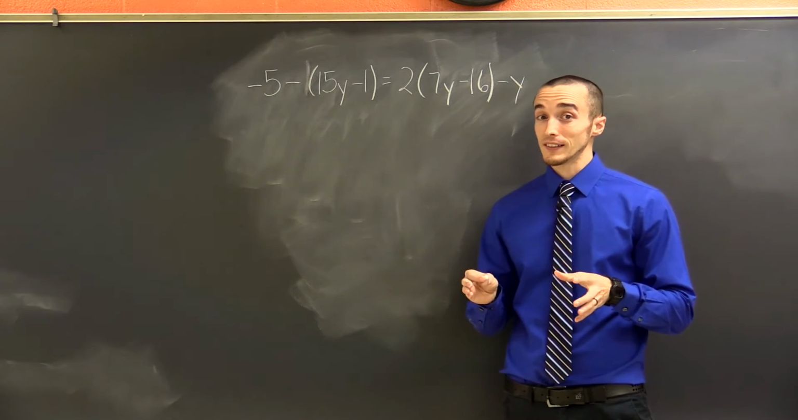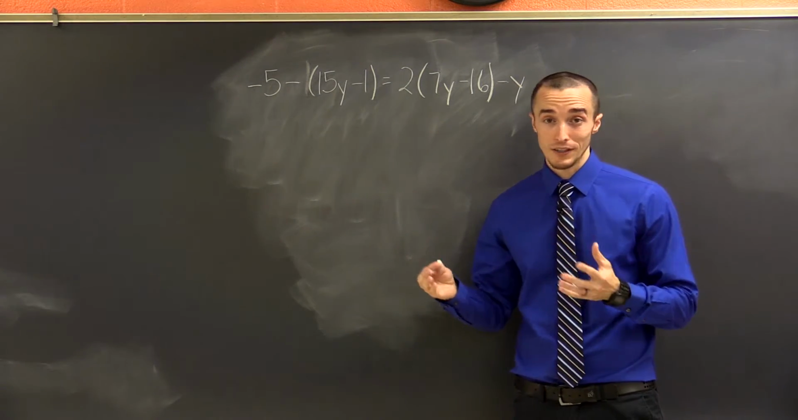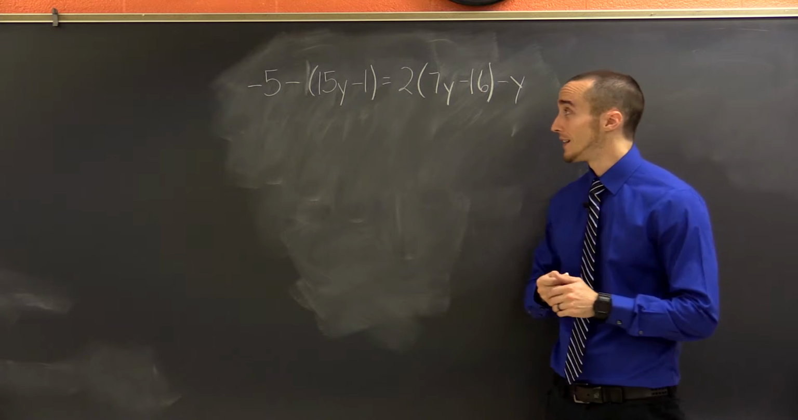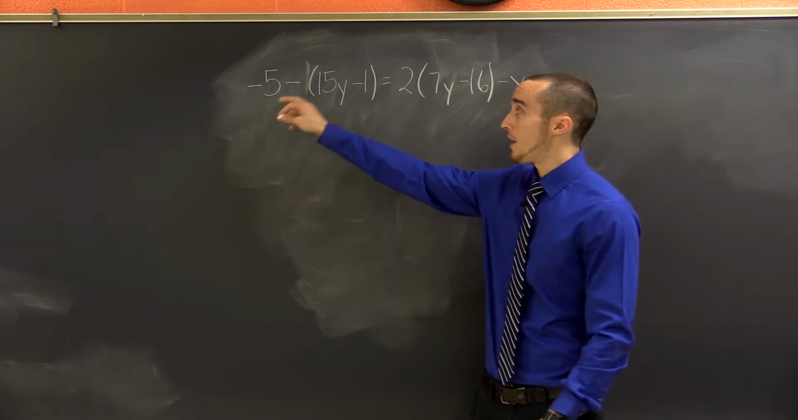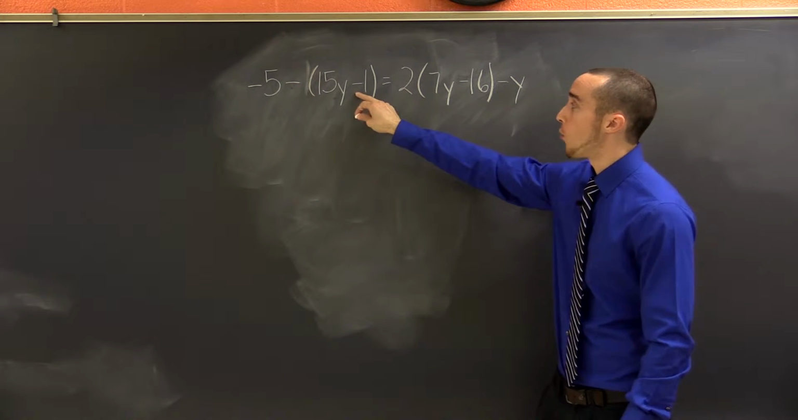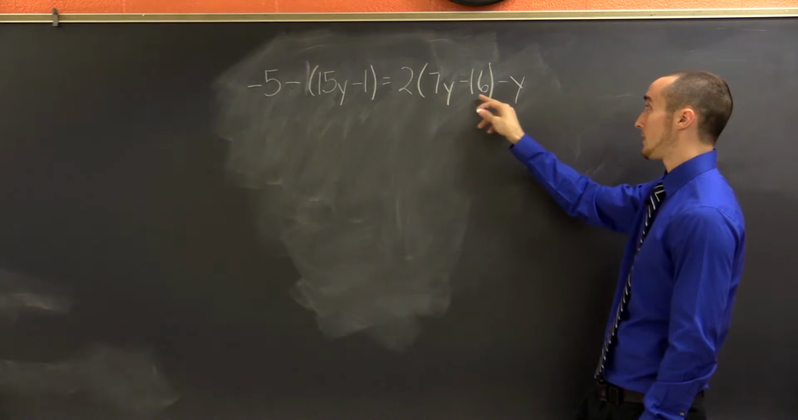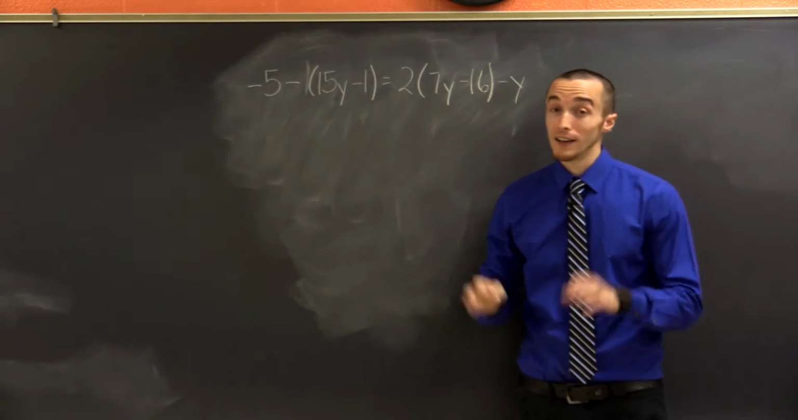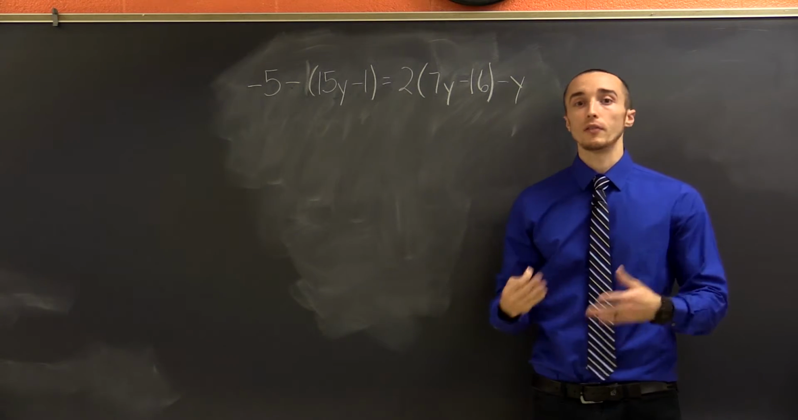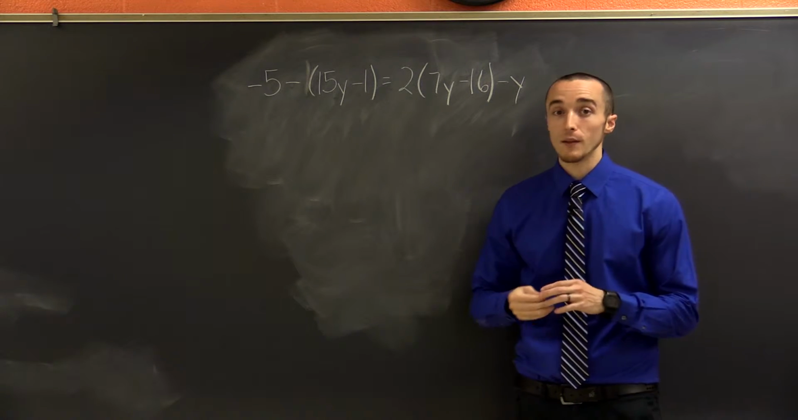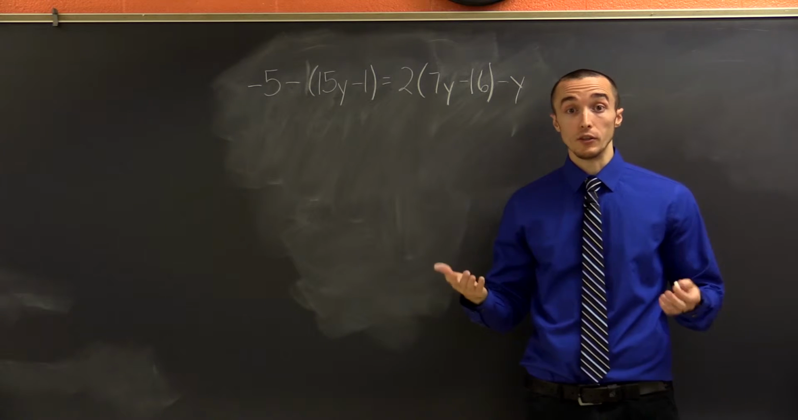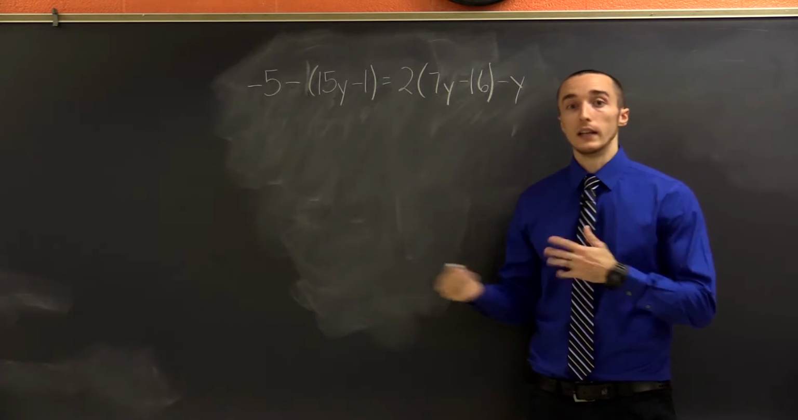Okay, so for this last example, we're going to look at an equation that has just about everything going on. This says negative 5 minus the quantity 15y minus 1 equals 2 times the quantity 7y minus 16, subtract y. There's a lot going on, and if you follow these steps, you should be able to get it right every time. So the first step is look to see if you can use the distributive property, and there's a couple places in this problem.